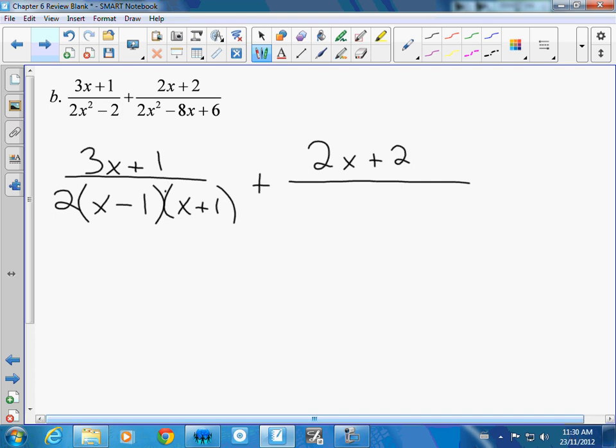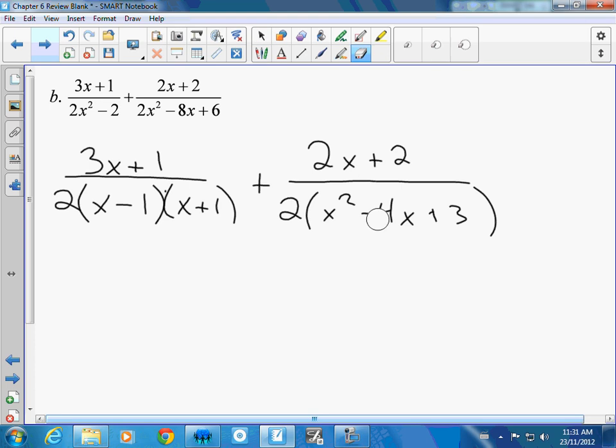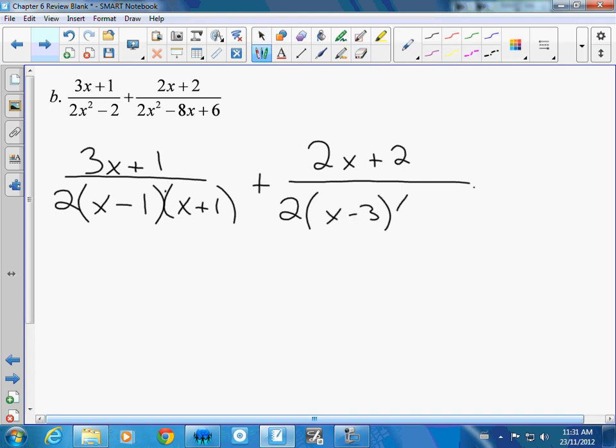It may help you later on, may not. That's fine. What about the bottom? GCF, right? What are you left with? X squared minus 4x plus 3. Can that factor into 2? Yeah, both. What is it? X minus 3, x minus 1. So x minus 3, x minus 1. Okay, so there's our bottom.